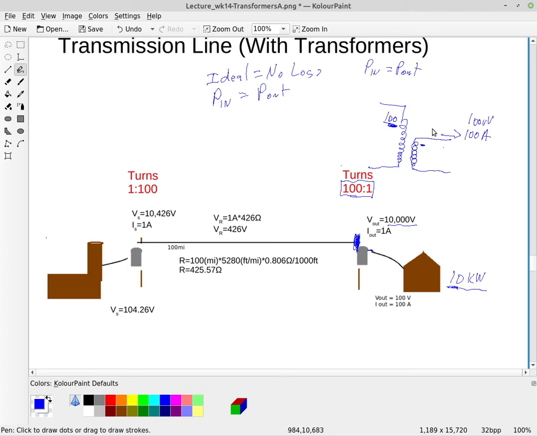So what happens when we put this through a transformer is it steps up the voltage and steps down the current, or vice versa, depending on which side you look at. Because remember, the power needs to be 10 kilowatts. And so if I step up the voltage here so that I have 10,000 volts, then 1 amp gives me my 10 kilowatts. Right?